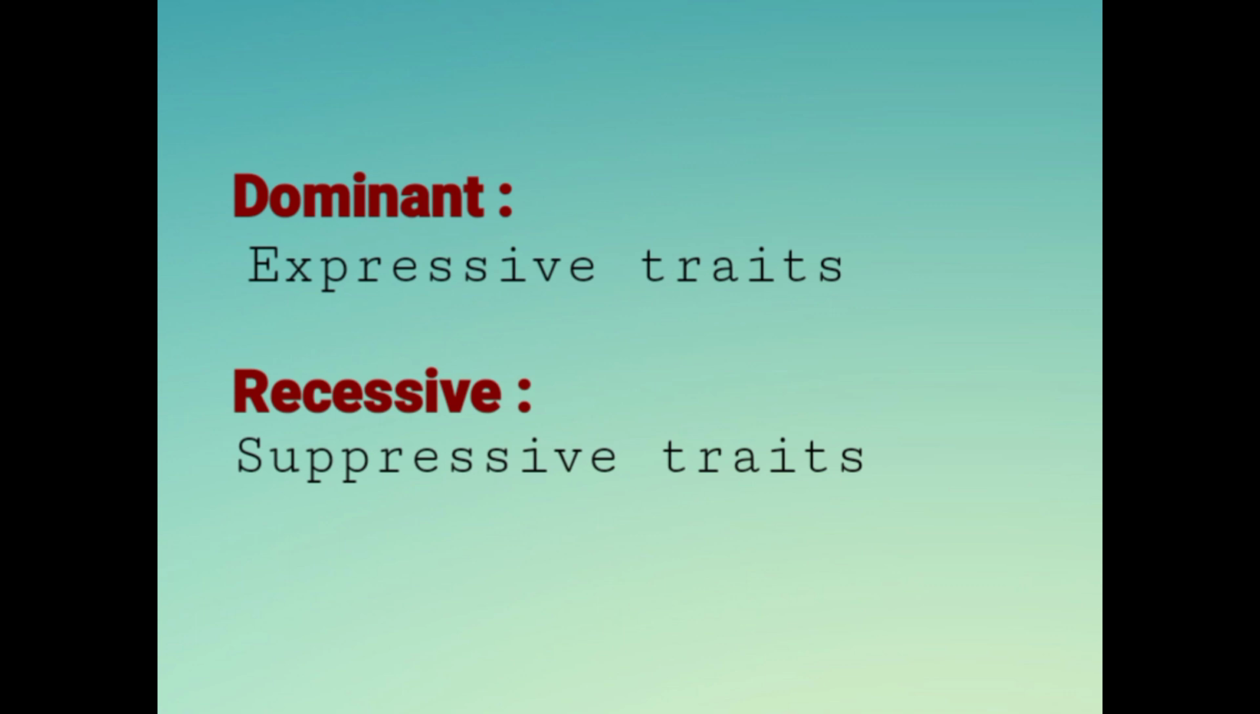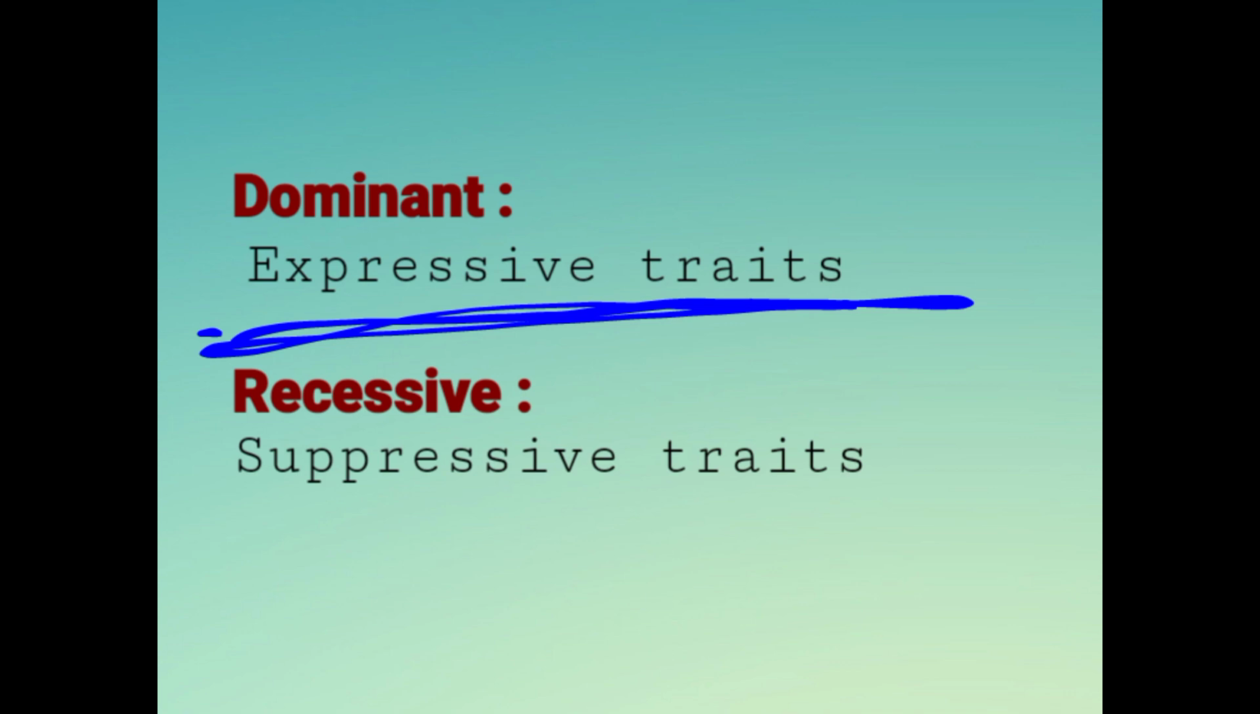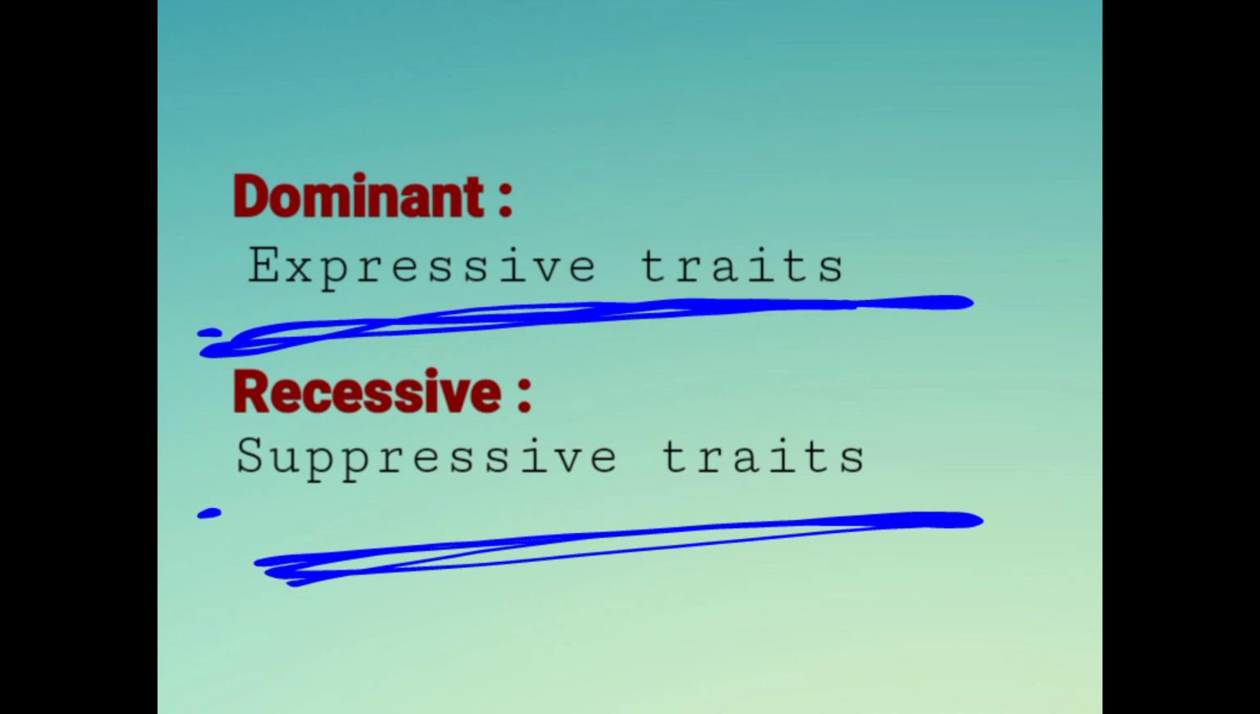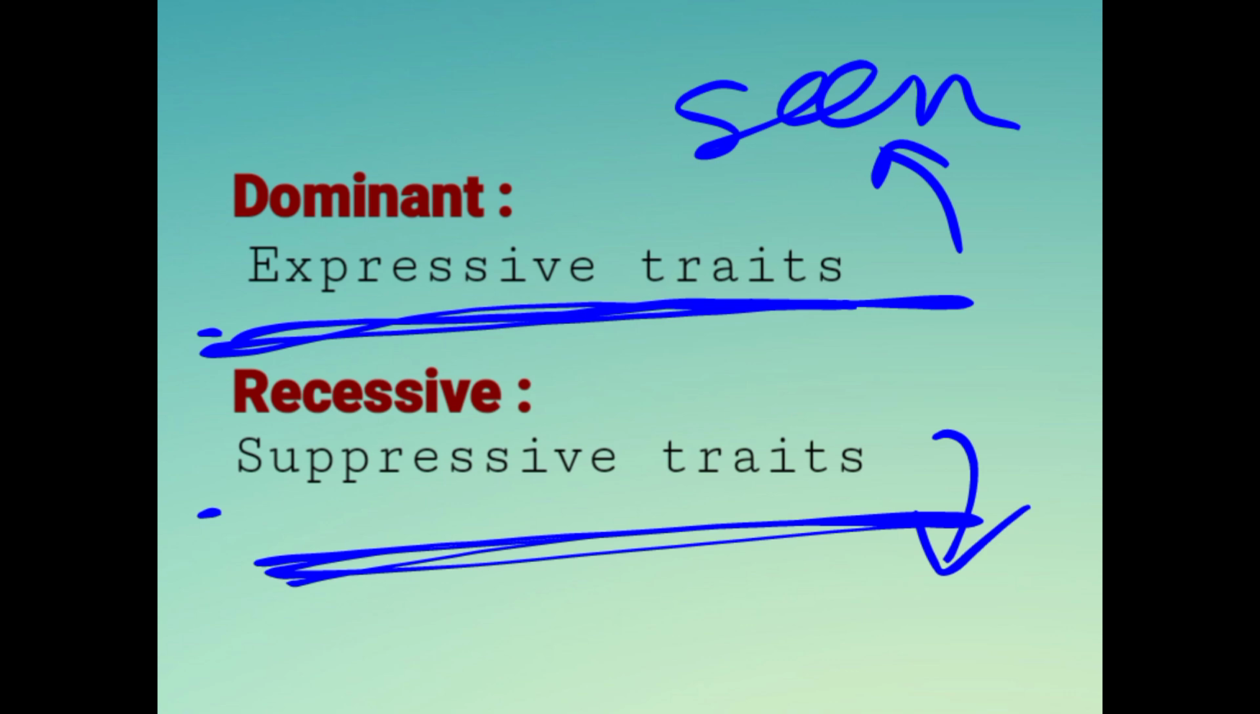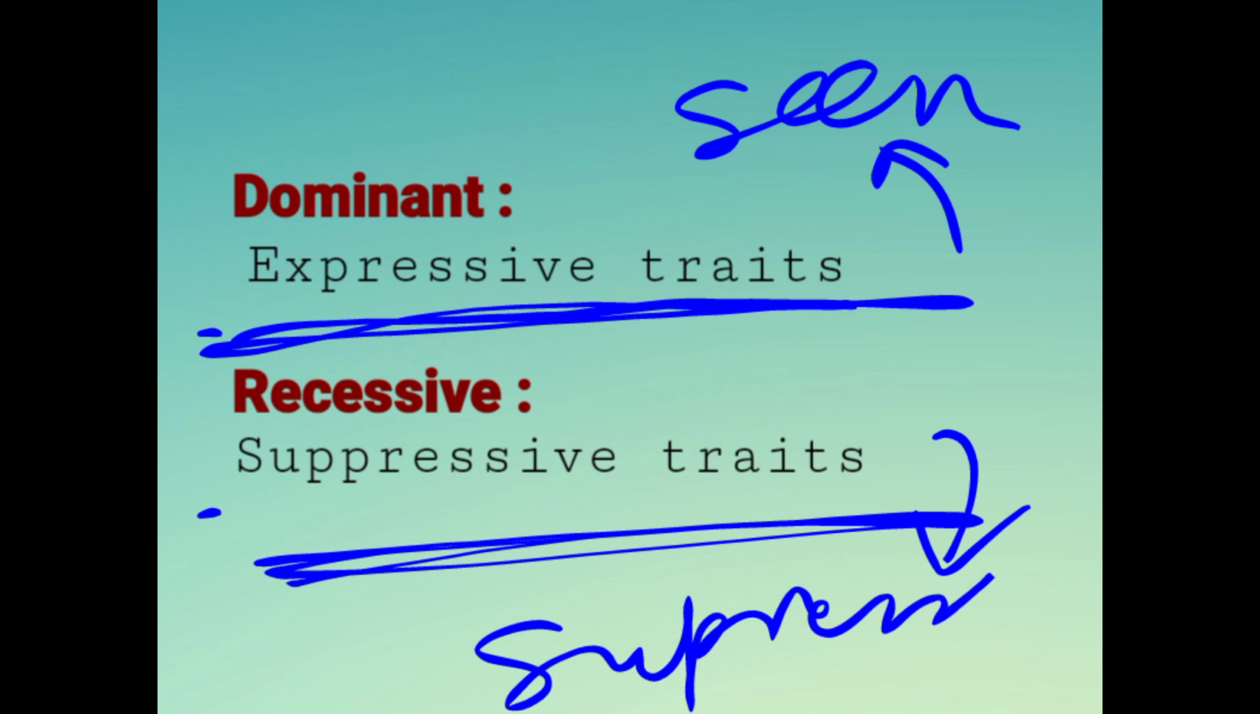Now we are going to see these terms: dominant and recessive. What do these terms mean? Dominant mainly means the characteristics which are expressive. So I have written here expressive traits, and recessive means the suppressive traits. So dominant characters can be seen, and these recessive characters get suppressed.